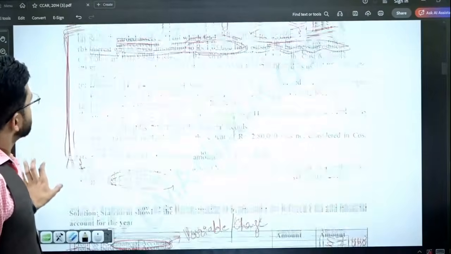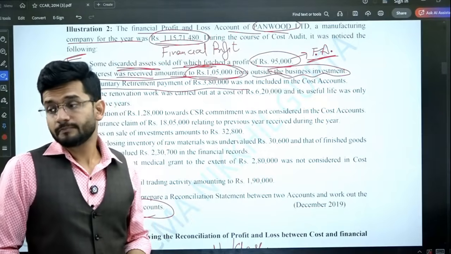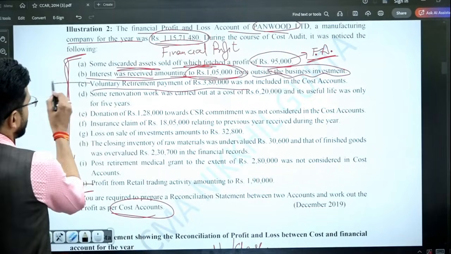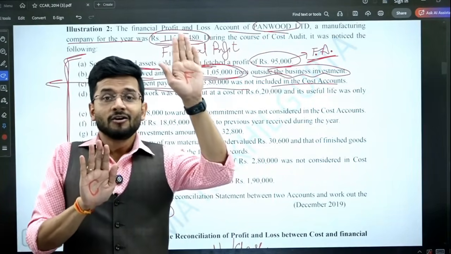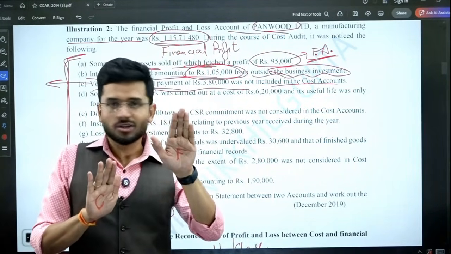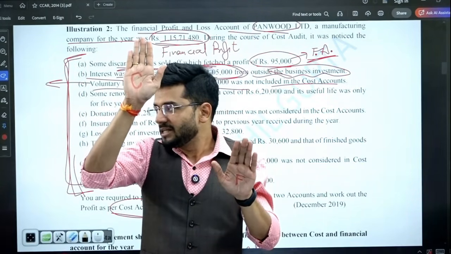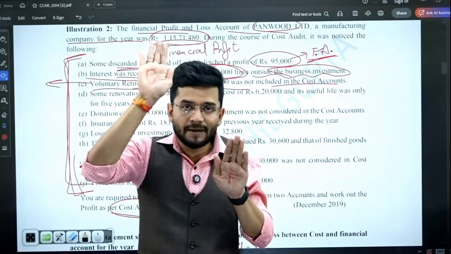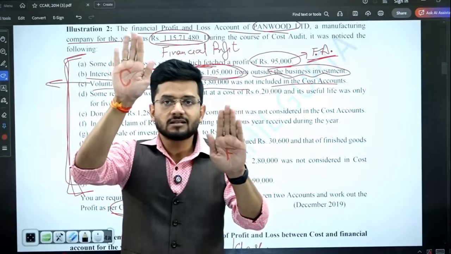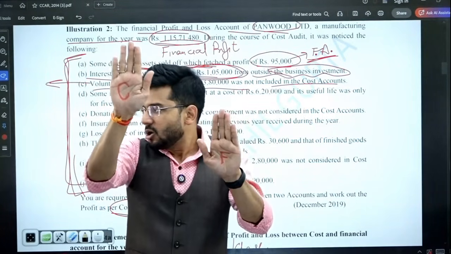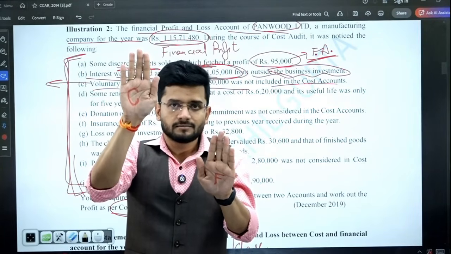Next, voluntary retirement payment of 3,80,000 was not included in the cost accounts. So we have made some voluntary retirement payment to our employees, and this payment was by mistake not recorded in the cost accounts. Again, a cost expense not recorded in cost accounts, which means costing profit is more, financial profit is less. Please understand, it's in the nature of expense. Expense not recorded in cost accounts. So costing profit is more, financial profit is less. Right? We need to equate it.